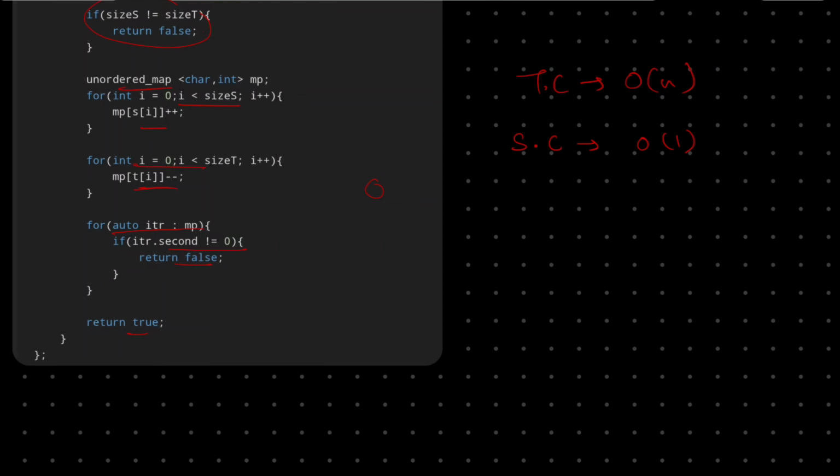Before ending, one quick insight: instead of an unordered map, we could have also used an array of 26 alphabets, right? For even faster performance. But this approach is more general and easier to understand for beginners.